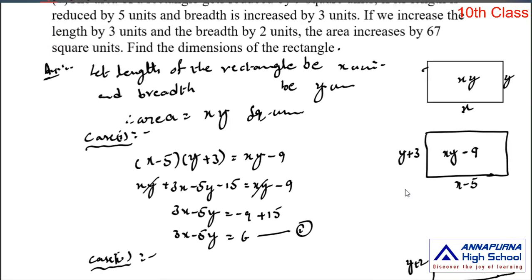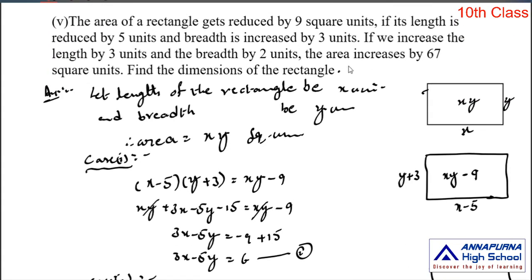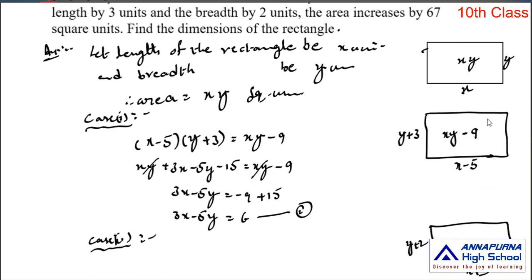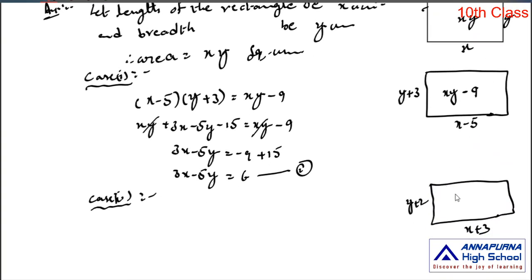Then what are the changes you observe in the area? If you change the length and breadth like this, the area increases by 67 square units. Already the original rectangle area is x into y. It is increased by 67 square units. That means the area of the new rectangle is xy plus 67. Just ignore this area.